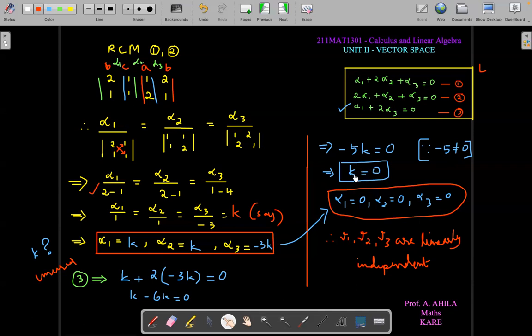Now substitute this k value in alpha 1, alpha 2, alpha 3 to get the particular values. All three alpha values are with respect to k. Our alpha 1 is equal to k, and k is 0, so alpha 1 is 0. Alpha 2 equal to k, k is 0, so alpha 2 is also 0. Alpha 3 is minus 3 into 0, that is also 0. Now we get all three alpha values as 0. So we can say V1, V2, V3 are linearly independent.